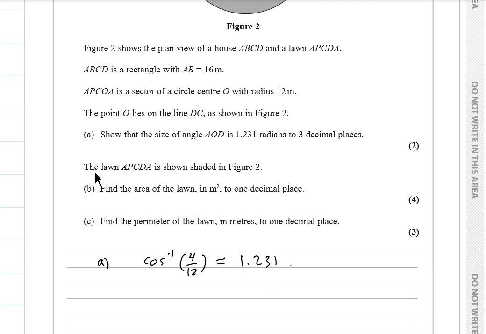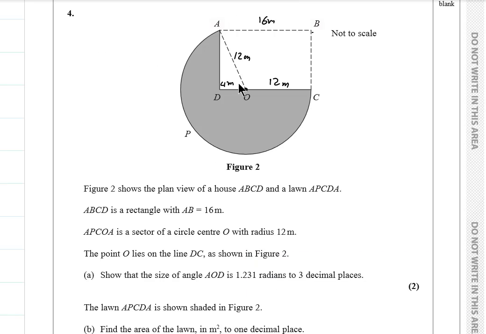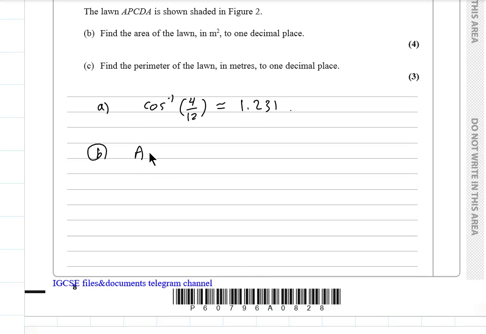The lawn ABCDA is shown shaded in figure 2. B, find the area of the lawn in square meters to 1 decimal place. Now we have this angle, right? If we add pi to this angle, we will get the angle of the whole sector. So we can get the area of the whole sector and subtract the area of this right angle triangle from it to get our answer. Let's go. So the required area equals area of the sector minus area of the right angle triangle.